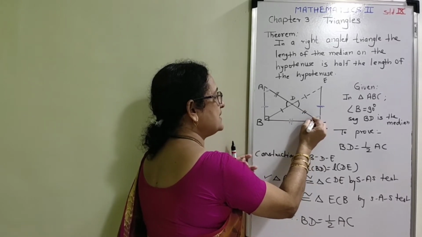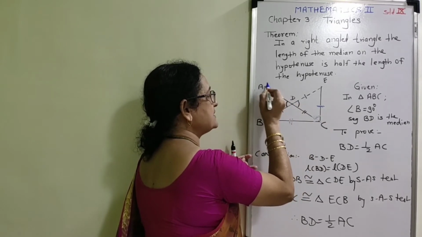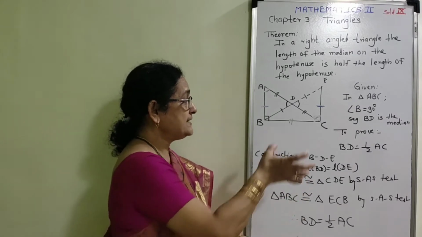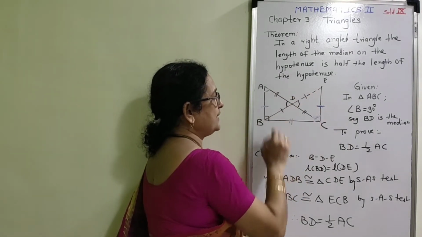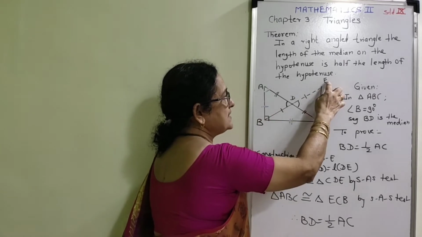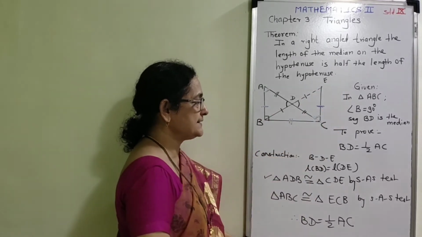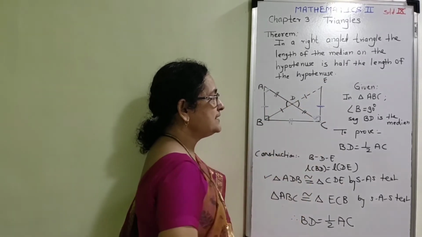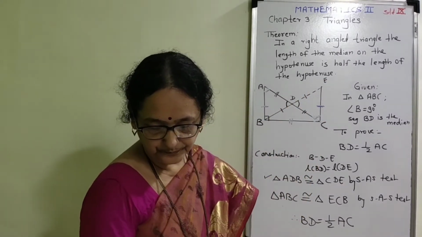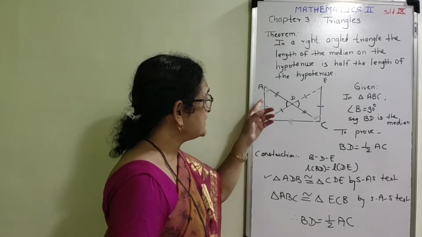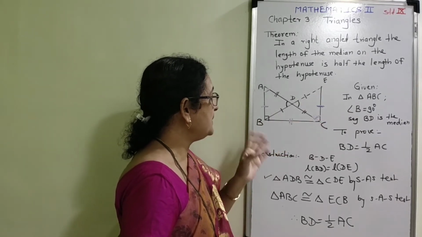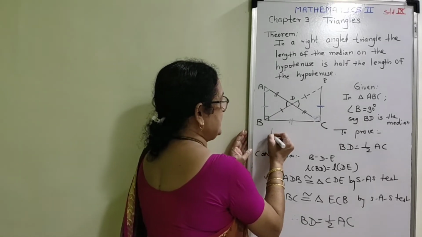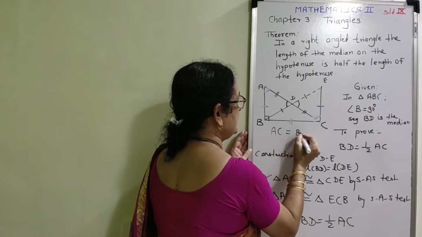But this pair is vertically opposite angles. This pair is of alternate angles, and since alternate angles are congruent to each other, side AB is parallel to side CE. Side AB is parallel to side CE, and that's why here we can also say that AC is congruent to BE. Last steps, AC is congruent to BE.